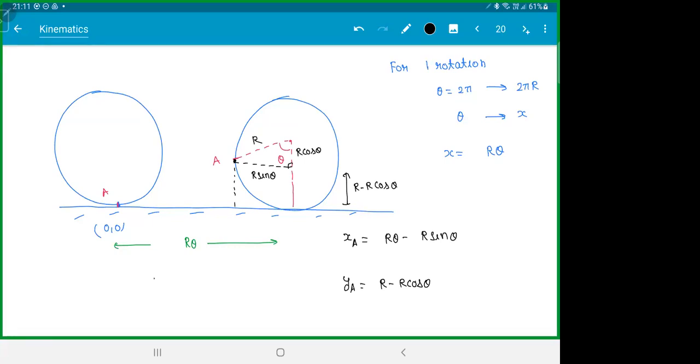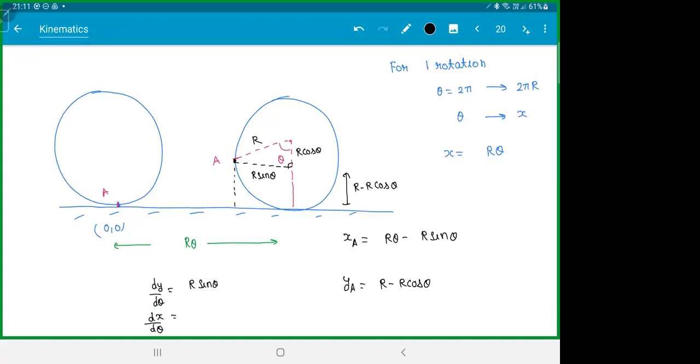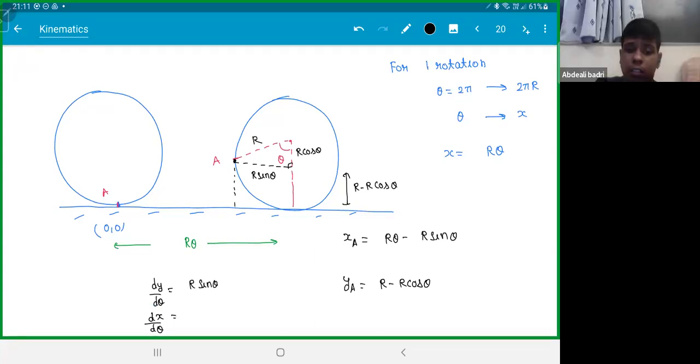Once I got the coordinates, then I can just differentiate dy by d theta. That would be r sin theta. And I can differentiate dx by d theta. That would be... Sir, Ali. Sir, I did d squared by dy square after differentiating.